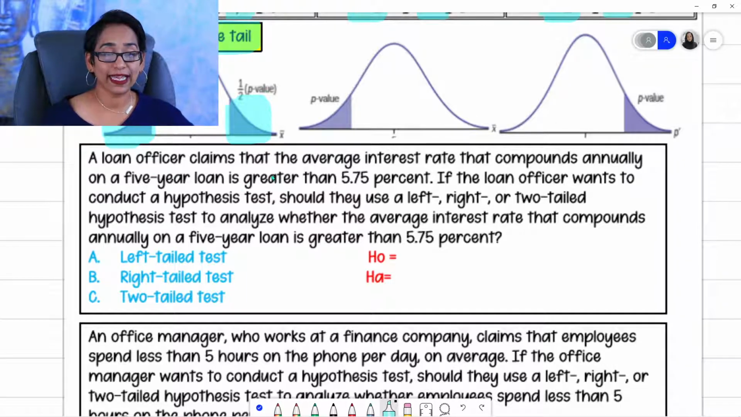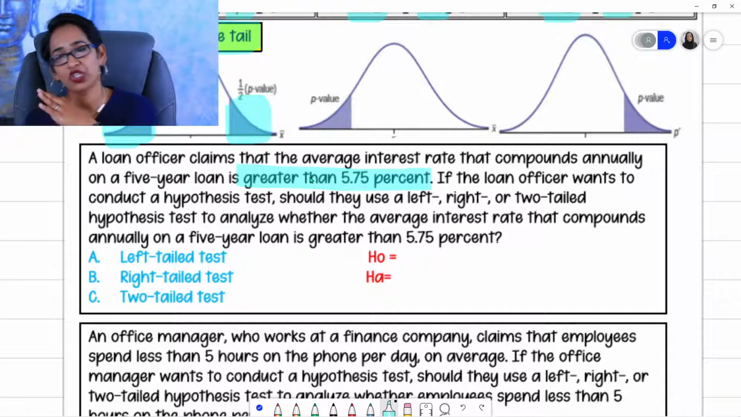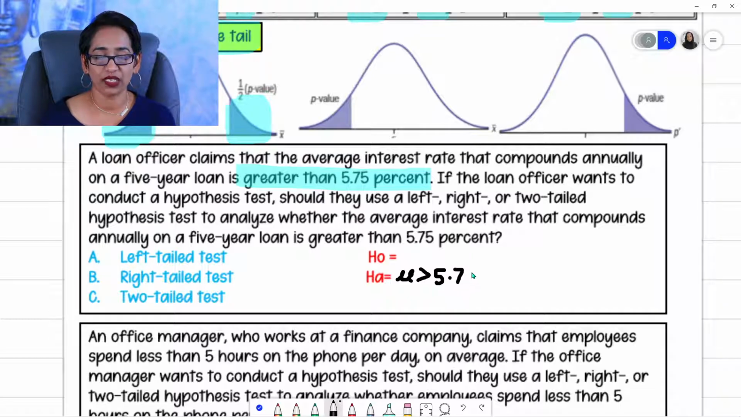A loan officer claims that the average interest rate that compounds annually on a 5-year loan is greater than 5.75. When I'm saying greater than, you automatically know which tail that is. If a loan officer wants to conduct a hypothesis test, should he use left, right, or two? Well, you know exactly what it is, right? But I always like to write out my alternative and my null hypothesis. Again, my alternative is, what does he want to know? Average interest rate. So mu is greater than 5.75.